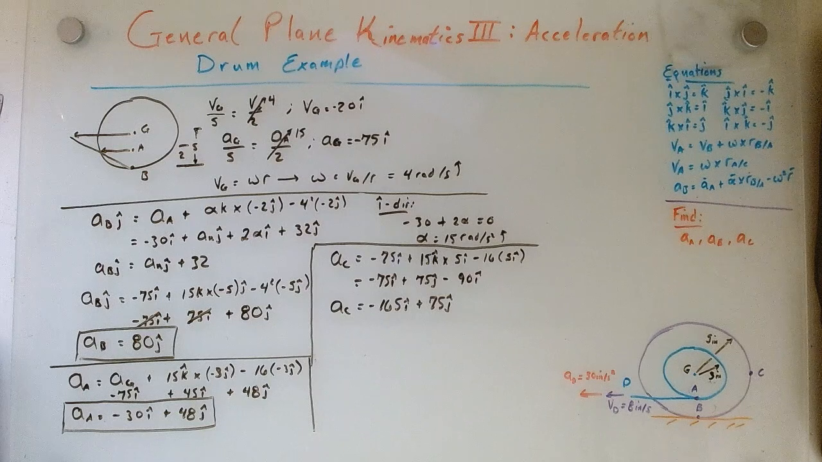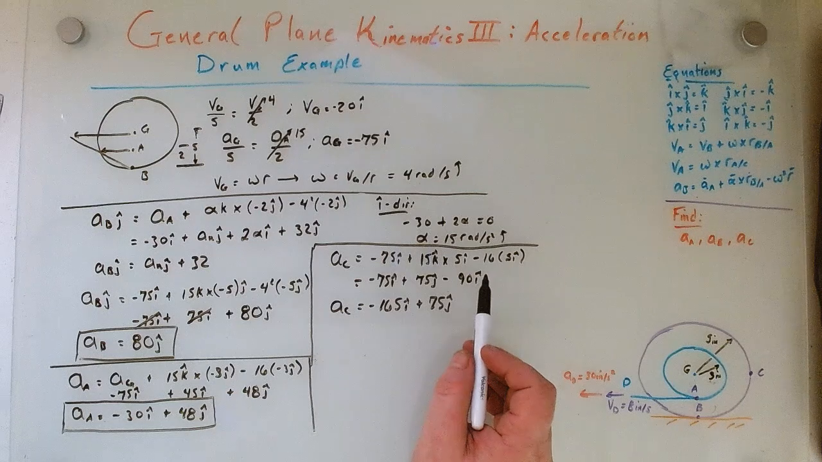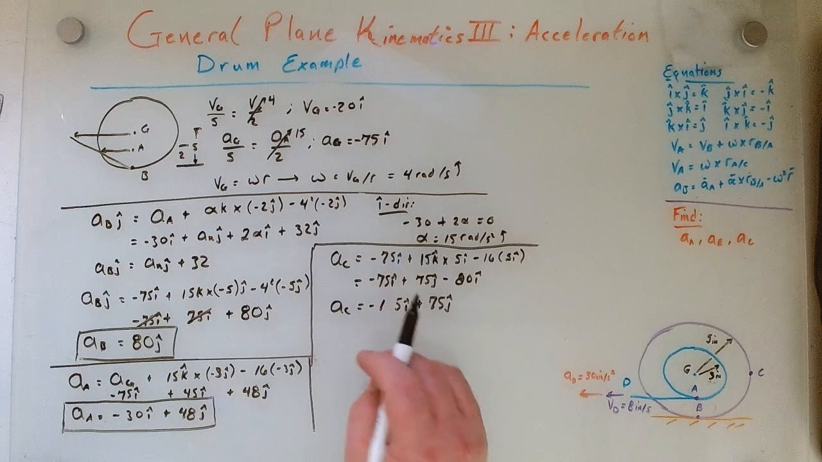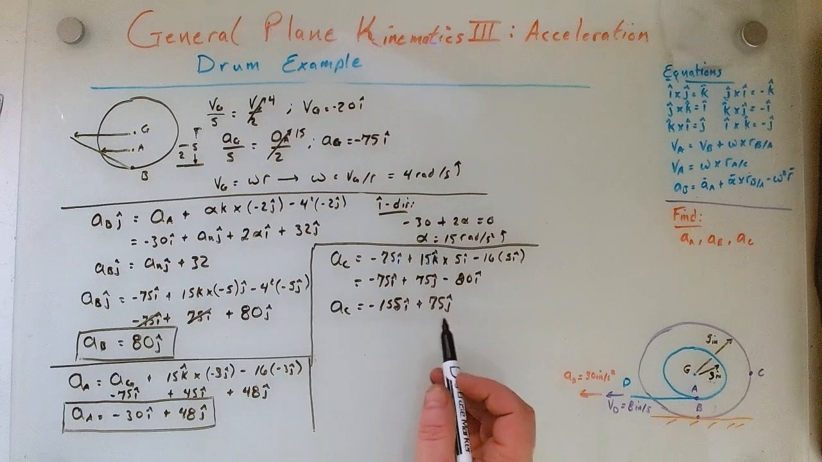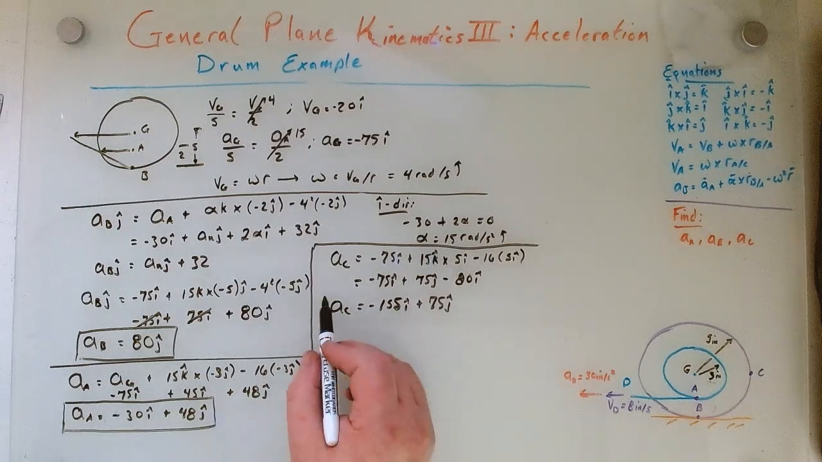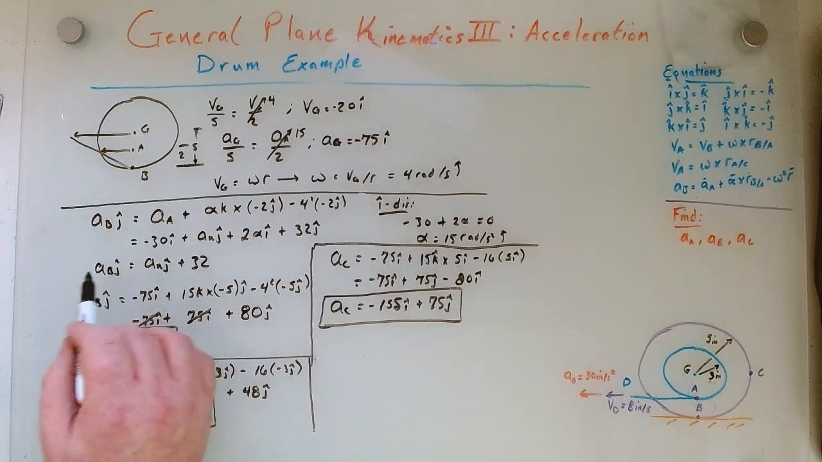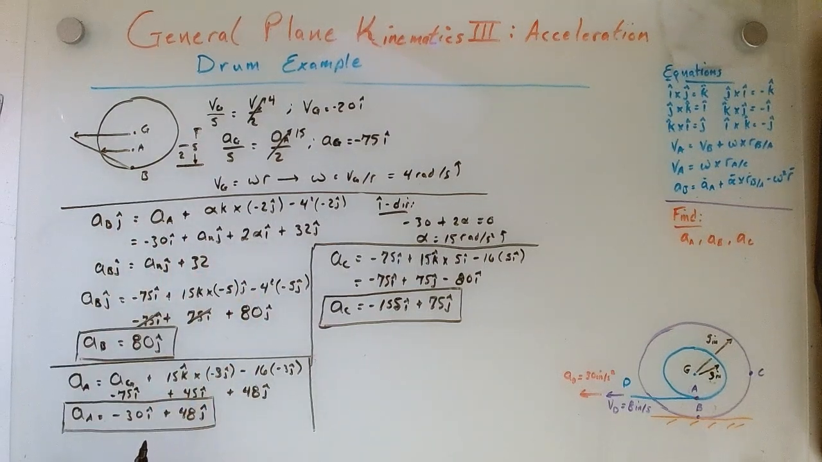Let me check. Let me see if I did that right. If not, I'm correcting it. Let's see, 75, that 5. Oh, that's not 90. That is 80. There we go. 80, which makes this 155. So a sub c is minus 155i plus 75j. There we go. And there you have it. So not too bad. Got a little funny. I may come back and look at this because this is a very interesting finding.